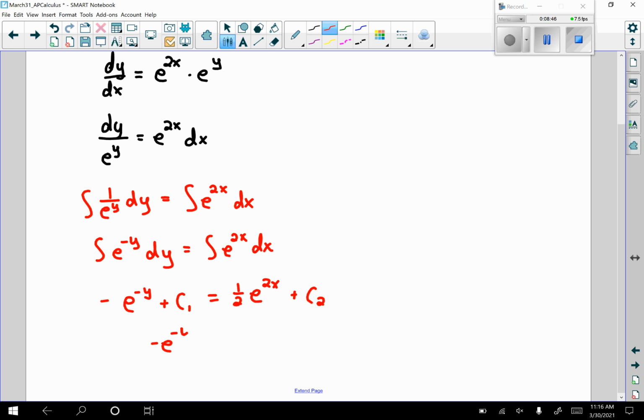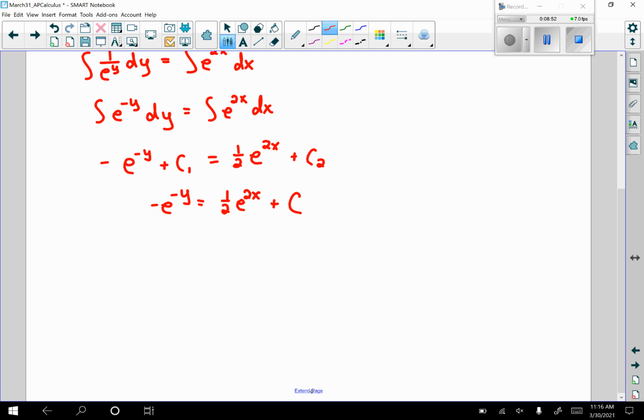So now we'll say negative e to the negative y is going to equal 1/2 e to the 2x, and we'll just call it 1 overall constant here. Even if our constants change, we could still leave it this way. Actually, it is going to change one more time, so let's go ahead and call it c sub 3. Because now I want to divide everything by negative 1. So we get e to the negative y is going to equal negative 1/2 e to the 2x. And then I believe now we should be okay just to call this an overall constant. All right, so now again, this is our implicit solution because we're not completely solved for y.